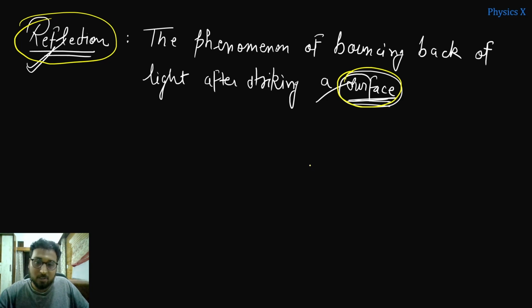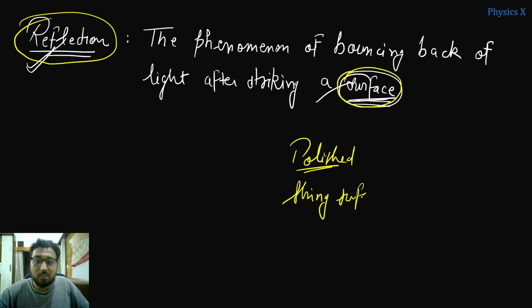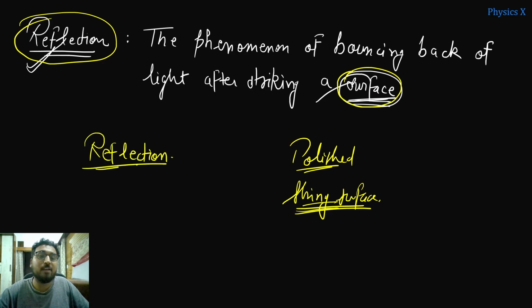Suppose you have a polished surface or a shiny surface. What will happen if you make light incident on these types of objects? The reflection quality will be better, and sometimes you can see your image on these reflective surfaces. Suppose a mirror. A mirror is highly shining, a very polished and highly reflective surface. So the quality of reflection is very high.